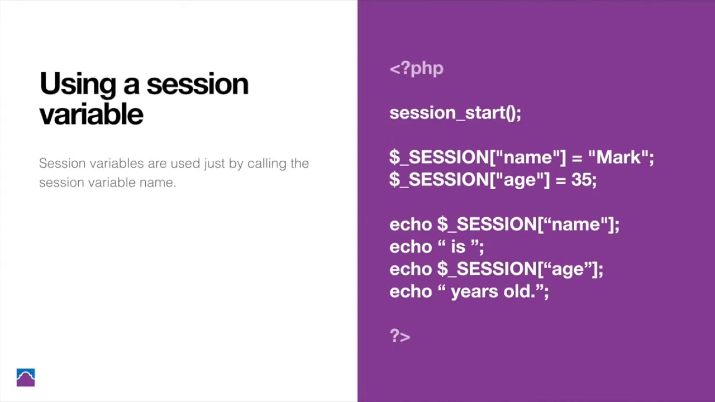And then to use it, it's just like using a variable. Earlier we set the session variables to, in this case, Mark, and 35. Now I can echo or do whatever I want with that information. So there I'm just printing it to the page: the person's name and their age.